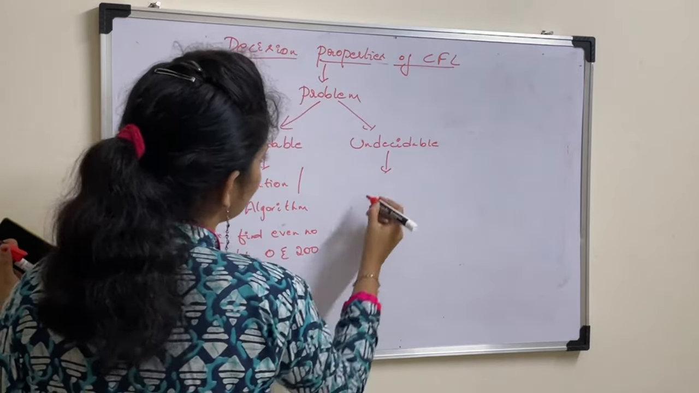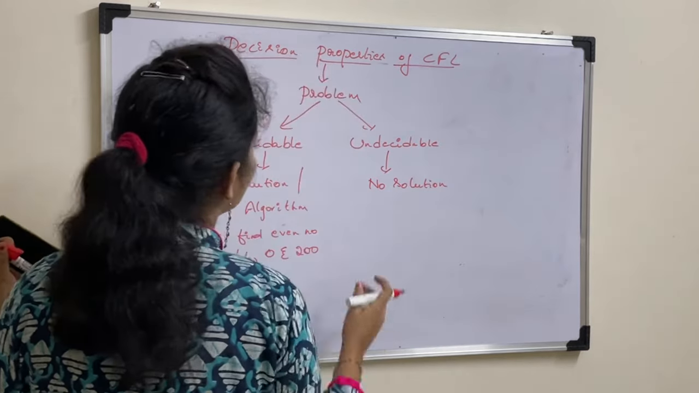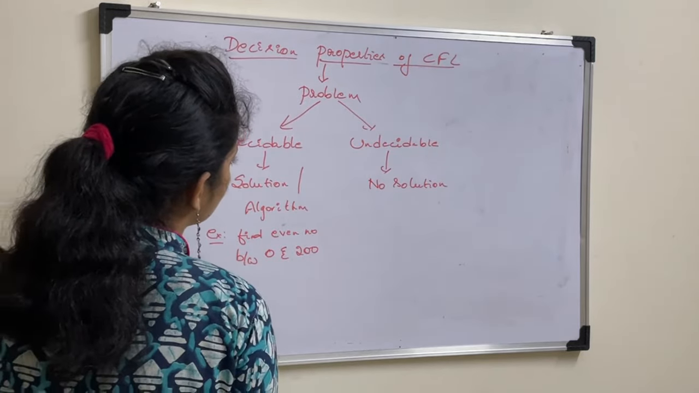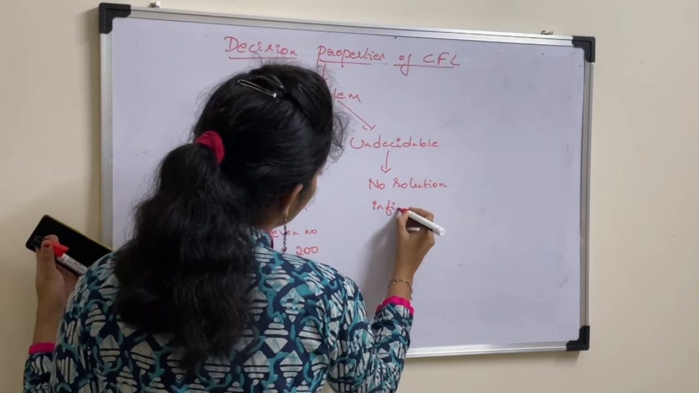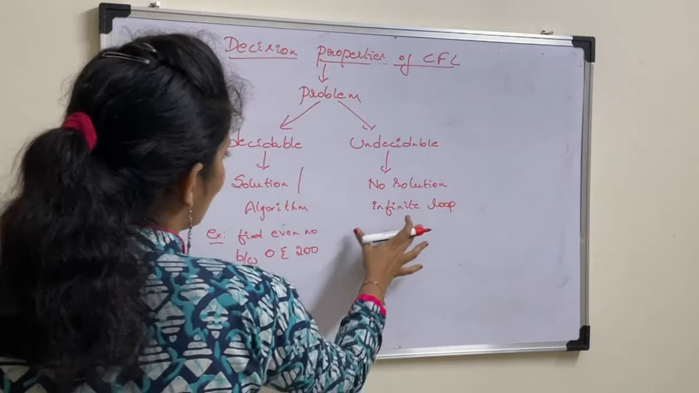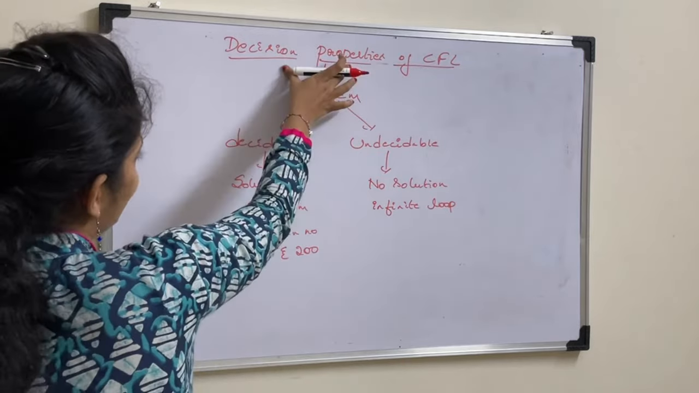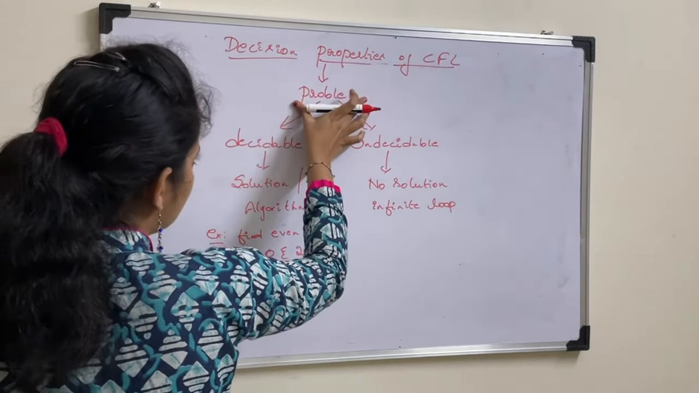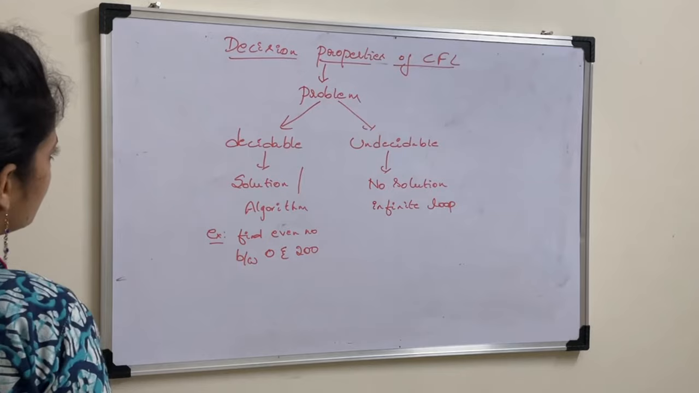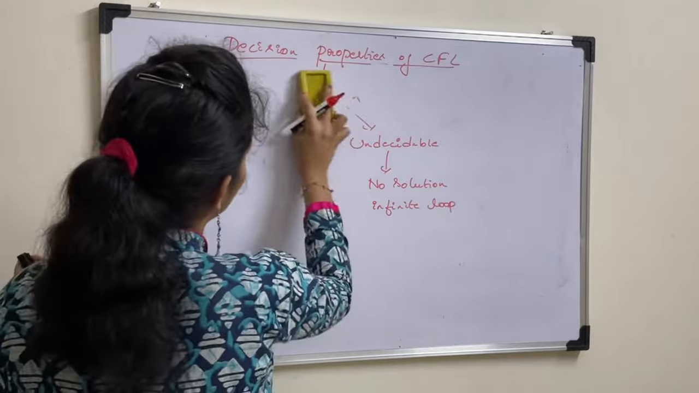Whereas coming to undecidable, there is no solution for the problem. If we are unable to construct an algorithm for the problem, then it comes under undecidable problems. For example, some programs may go into an infinite loop without providing any output. Such problems come under undecidable problems. So what is the main aim of decision properties? They are used to find whether the given problem is decidable or not.